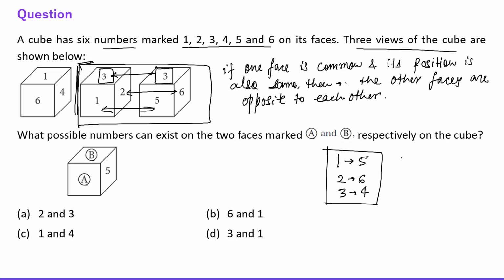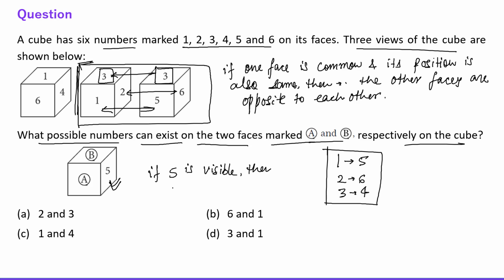Okay, now what the question is saying, what possible numbers can exist on the 2 faces marked A and B respectively on the cube? See everyone, here 5, right? So obviously if 5 is visible, then opposite of 5 won't be visible, right?